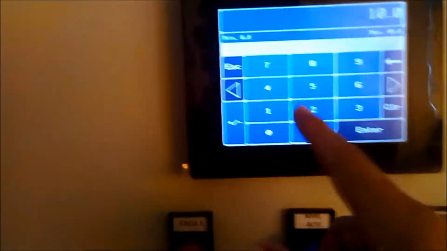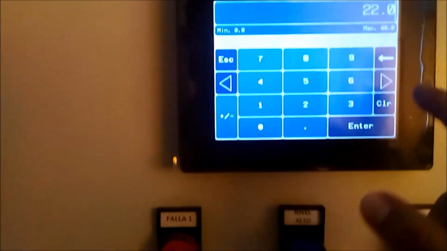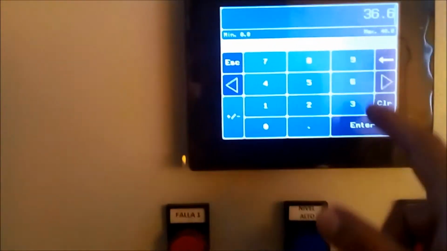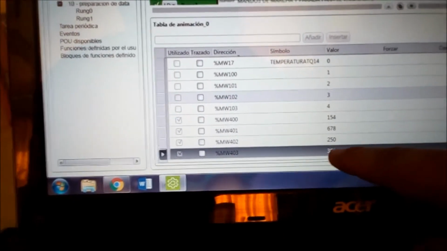We can modify values here, for example, the frequency of the pumps. I don't know, 25 and the other 36.6. And as you can see here, those values are multiplied by 10, 250, 366, and those values are received here.